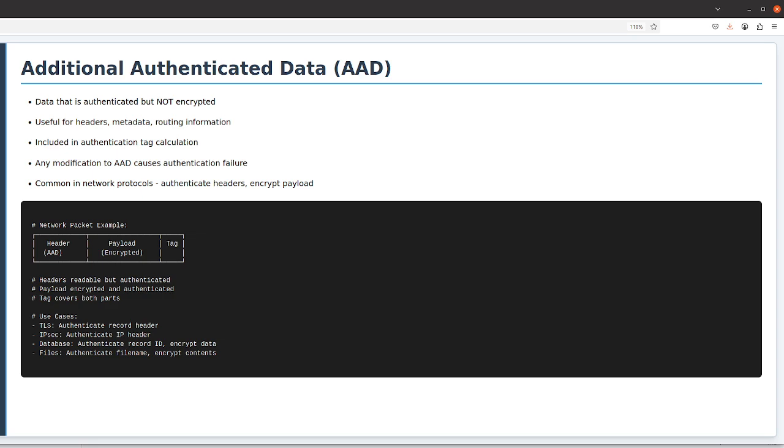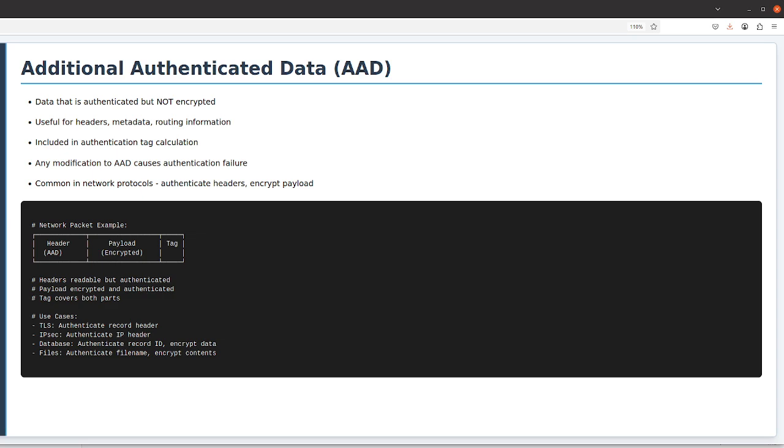In TLS, AAD is used to authenticate the record header. The header contains the TLS version, record type, and length. These cannot be encrypted because the TLS implementation needs to read them before decrypting the payload. But they are included as AAD so any tampering is detected.